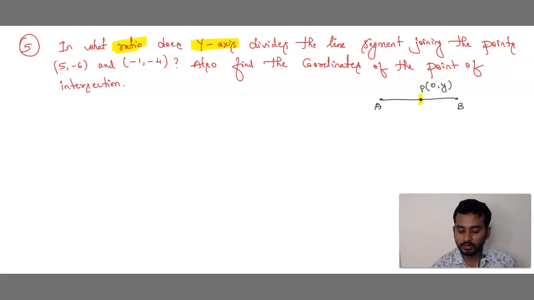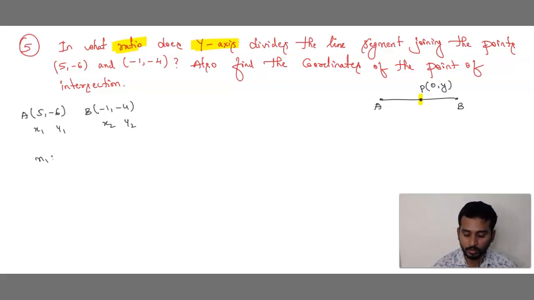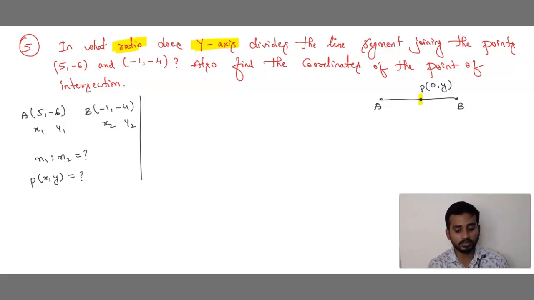It divides the line segment joining the points A, what are the coordinates of A? 5, minus 6. And coordinates of B, minus 1, minus 4. So we can say that this is x1, y1 and this is x2, y2. In what ratio? That is m1 is to m2. We have to find m1 is to m2. That is the first question. And the second question is: also find the coordinates of the point of intersection. That is P, P of x, y also we have to find. So these are the two sub-questions asked in this problem.